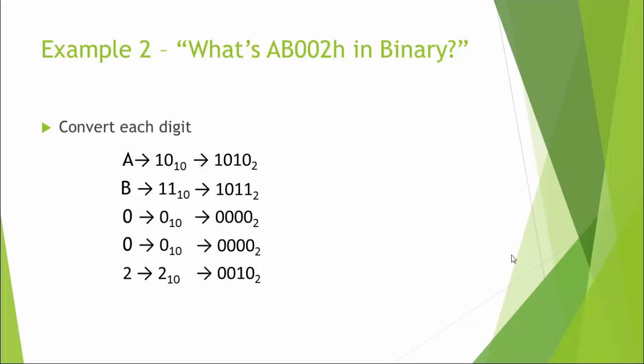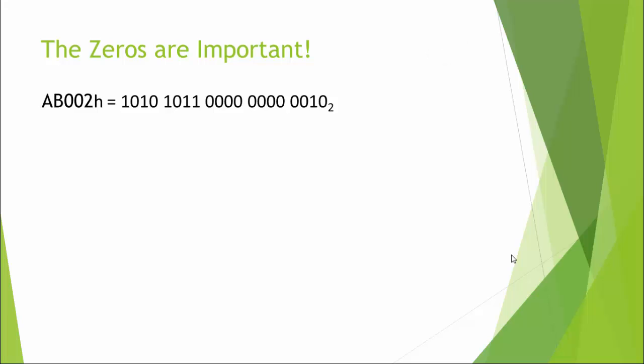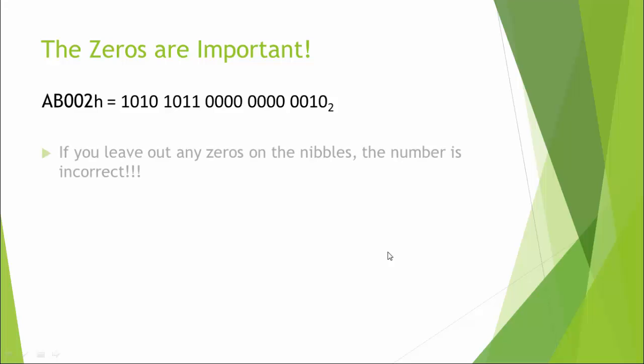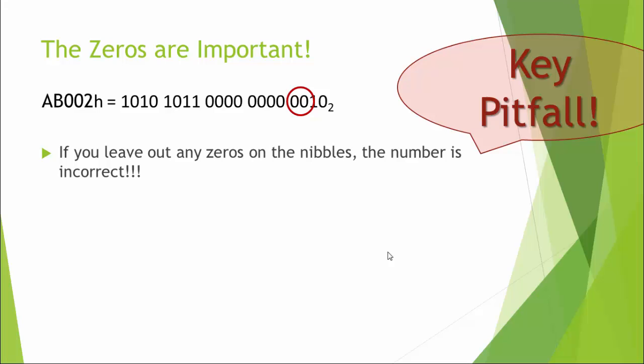And we're done. We have our 20 binary digits, we just have to make sure we write them in the correct order. So AB002 is the same as, and I'm not going to bore you by reading out all of those numbers. But do remember, the zeros are important. If you accidentally map, for example, this 2 as just 10, your number changes dramatically. So don't leave the zeros out.